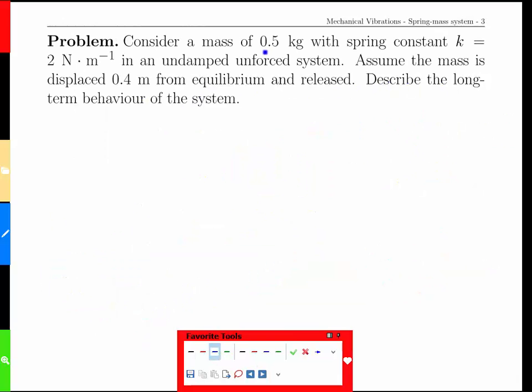As an example, let's put some values in and see how this plays out in terms of predicting the actual motion of the spring. So we're going to consider a mass of 0.5 kilograms, and we're going to consider a spring constant of 2, and the units all work out to be the standard newtons, meters, seconds. And it's undamped, and that translates to a 0 damping coefficient. There's no force due to friction.